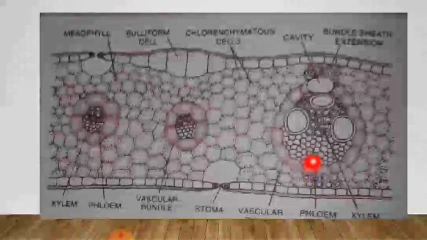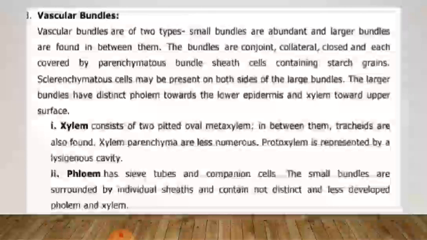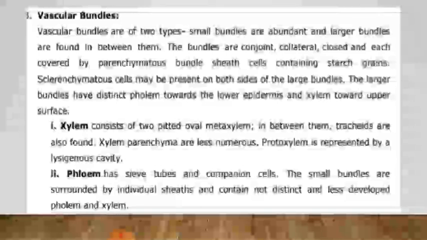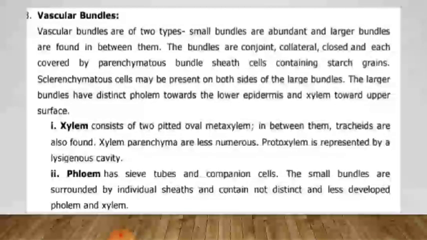In case of large vascular bundles, xylem consists of two pitted oval metaxylem. In between them, tracheids are also found. Xylem parenchyma is less numerous. Protoxylem is represented by a lysigenous cavity. So there are two types of xylem: protoxylem and metaxylem. Phloem is represented by sieve tubes and companion cells.